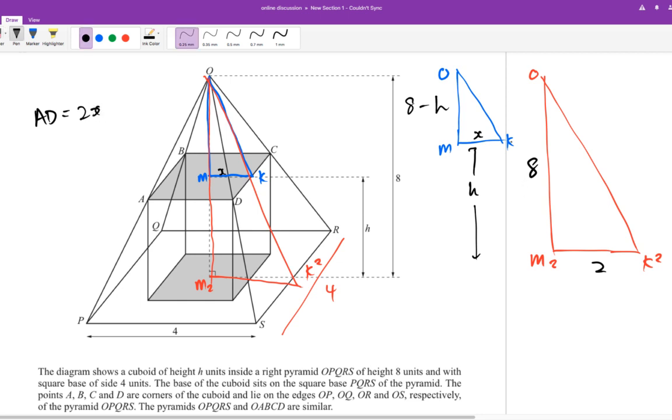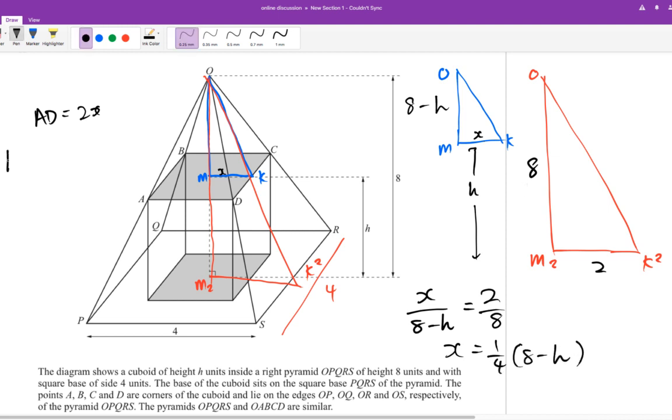I will need to find this one. So I will use the similar triangle method, which I will say x over 8 minus h equals to, I will use this one over this one, so it will be 2 over 8. So x basically equals to 1 over 4 multiplied with 8 minus h.